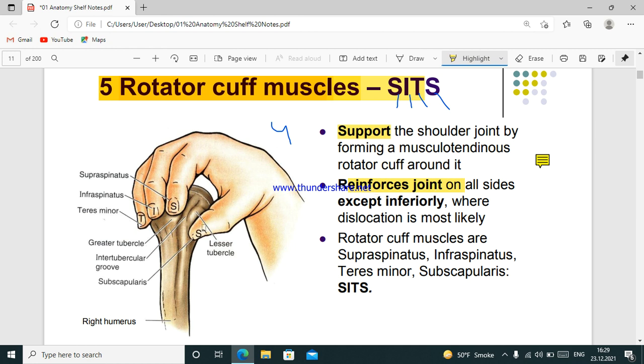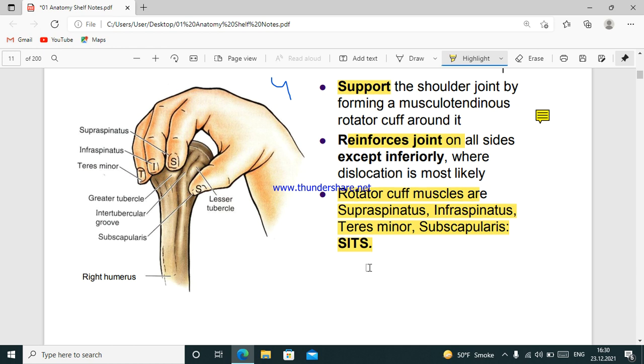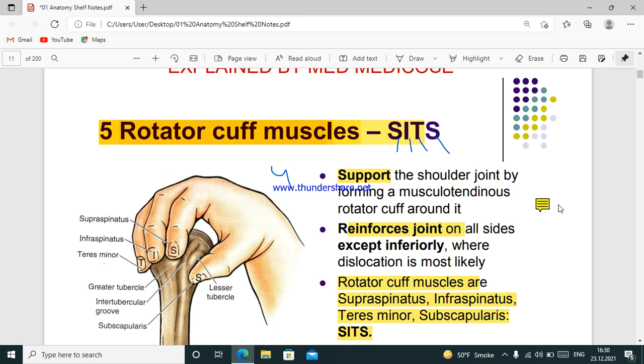We know the subscapularis muscle is below the lesser tubercle, and the teres minor is in this position. On the greater tubercle, there is the supraspinatus, and with it there is the infraspinatus muscle. So the joint is reinforced on all sides by the rotator cuff, except inferiorly, where dislocation is most likely. So the rotator cuff is the muscles supraspinatus, infraspinatus, teres minor, and subscapularis, SITS, as I told earlier. So this is all about the rotator cuff muscles.